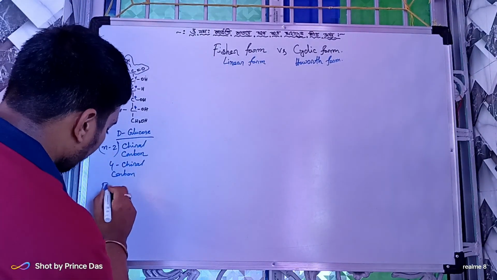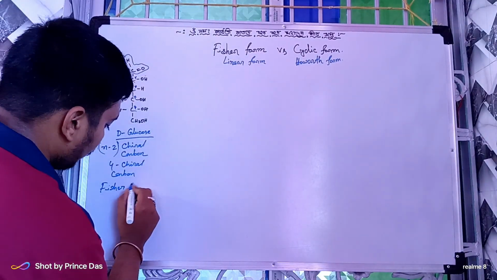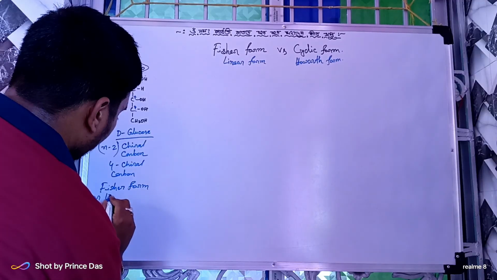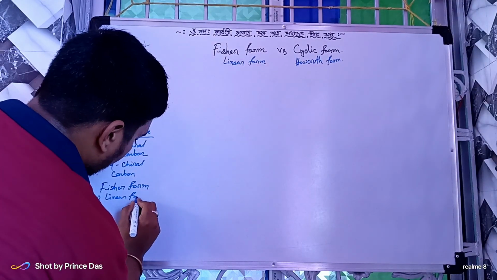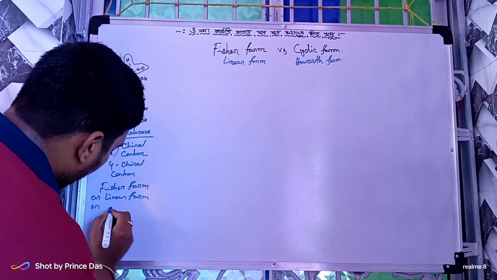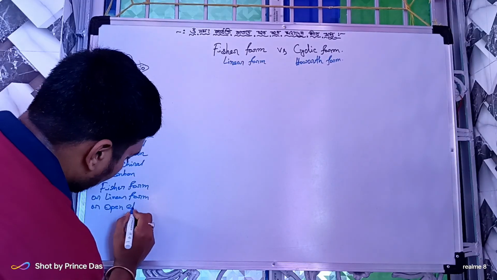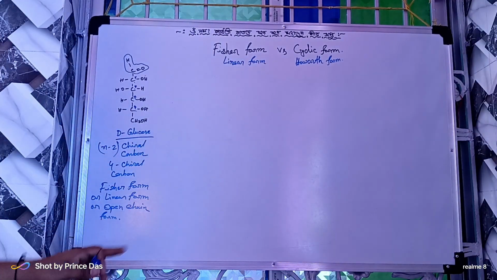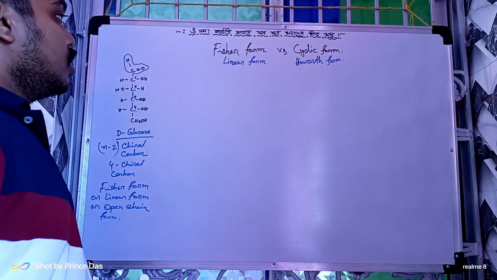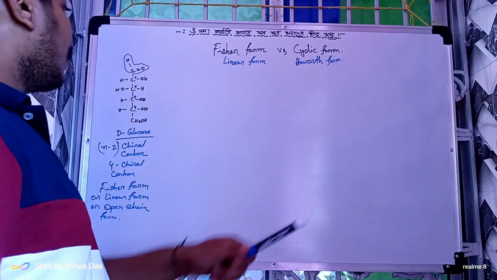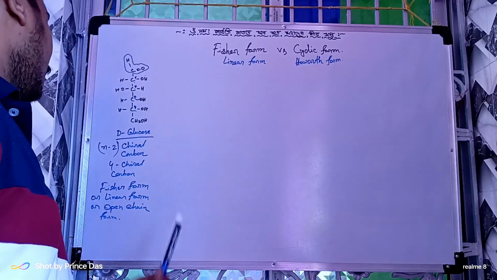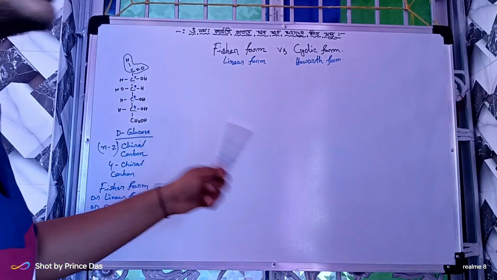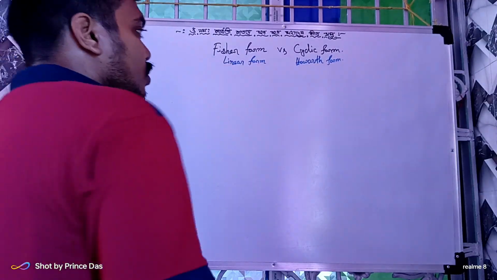So this one is the Fischer form, linear form, or open chain form. So what is the cyclic form? The cyclic form is the compact structure of the Fischer form or the open chain form of a carbohydrate. How does it come? By several processes. I will discuss it.